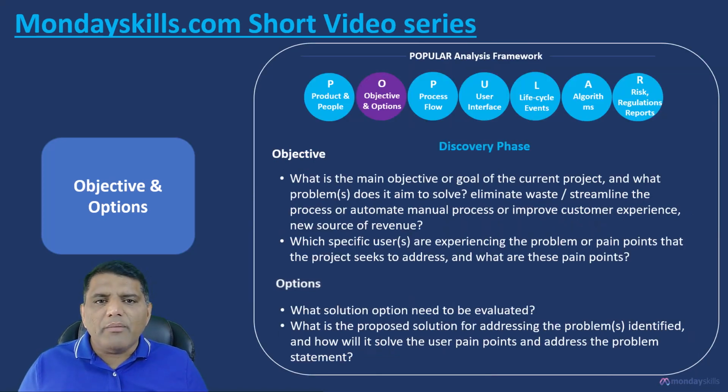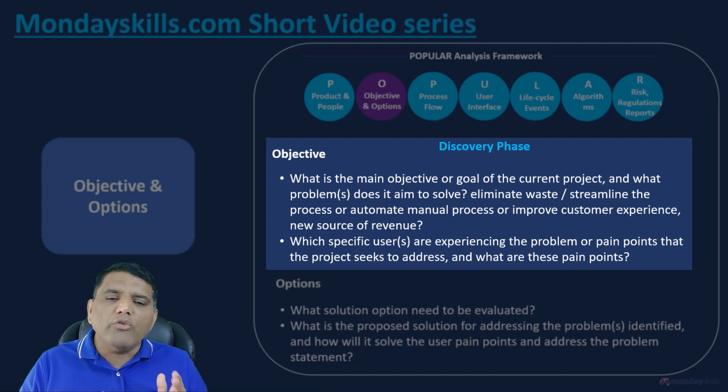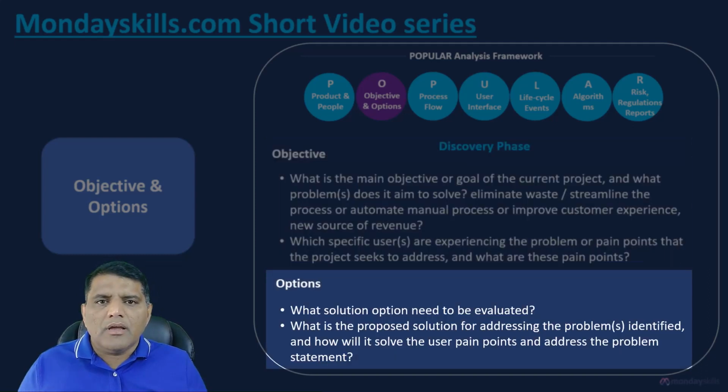The second letter, O, represents objective and options. You want to understand what the objective of the project is. Say the objective is to automate the manual processes out there, or redesign a process, or add a functionality. What exactly is the objective of the project, so that you can be sure how you want to approach this problem? Now, as you know, there can be multiple technology solutions or process solutions for a problem.